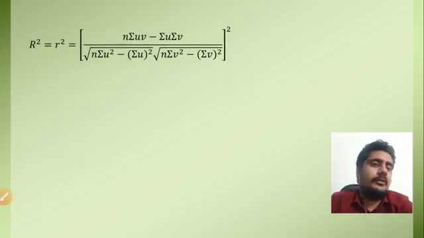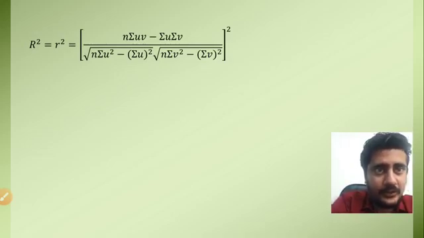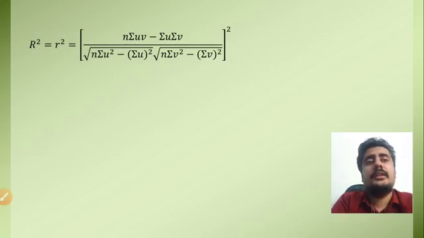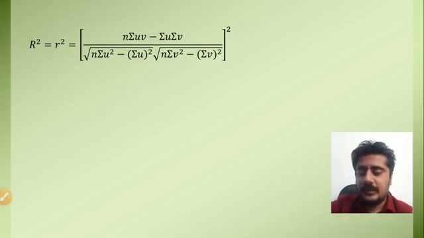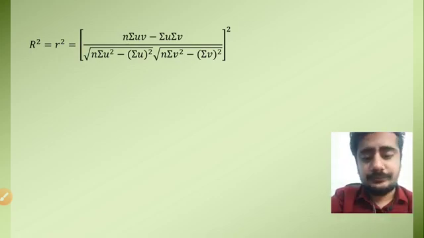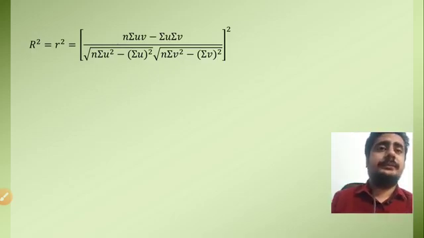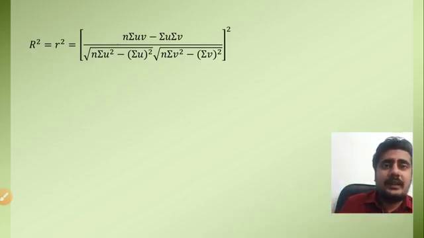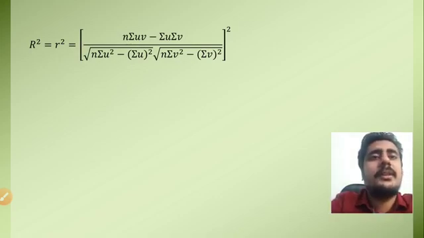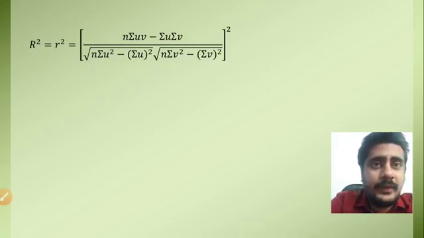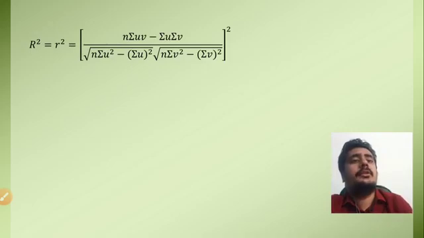Now the third question: you have to examine the reliability of the regression model, and as I told you, you calculate the reliability by finding r square. R is n sigma uv minus sigma u sigma v upon root of n sigma u square minus sigma u whole square, upon root of n sigma v square minus sigma v whole square, and as it is r square, I have put the sign of square there.